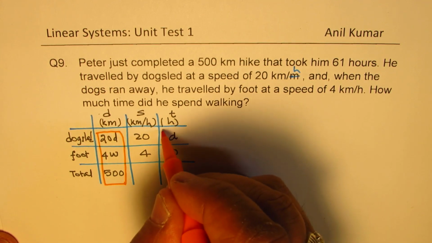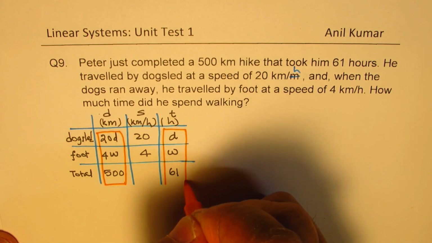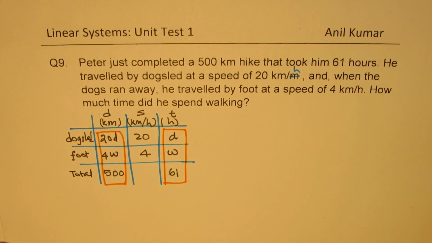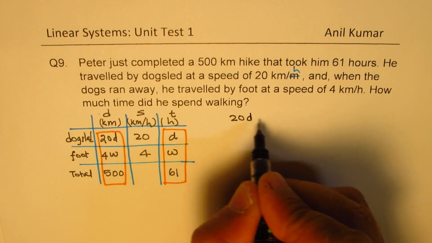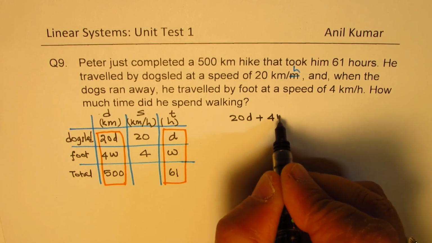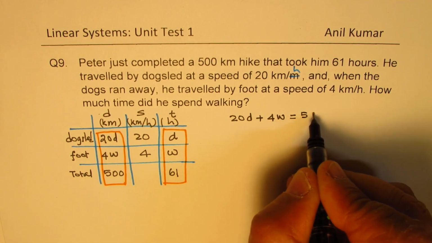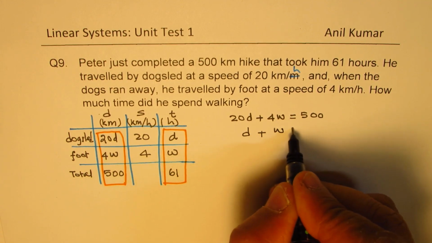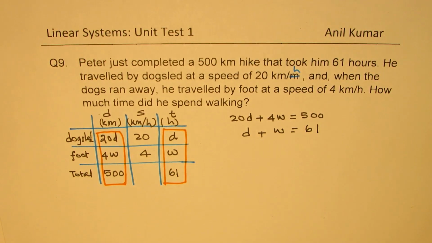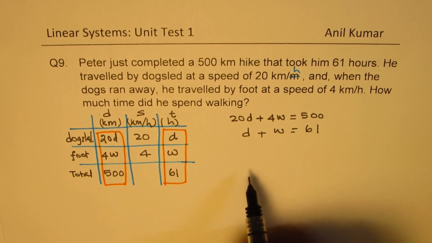Sum of these two. The other one relates time, sum of these two, correct? So based on this, we can write two equations. One is 20d plus 4w is equal to 500. Clear? The other one is d plus w is equal to 61. Is that clear to you? Perfect. That is how we should be solving.